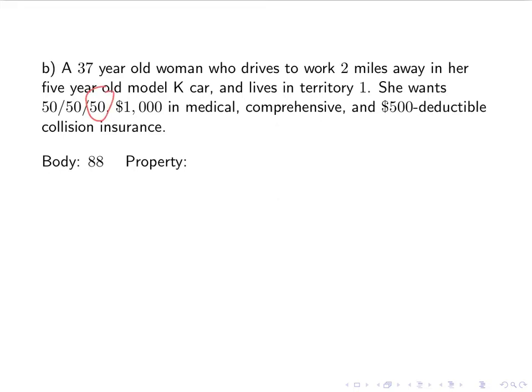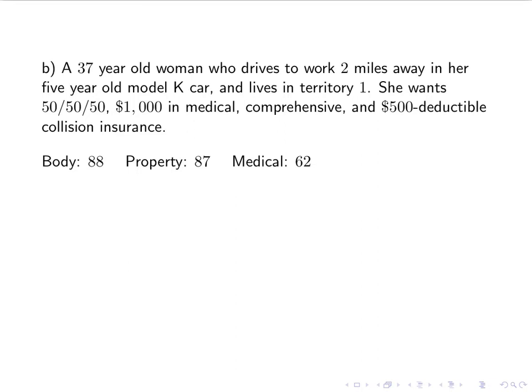Property is another 50. Territory 1, we should be getting 87. Medical, 1,000, Territory 1, we should be getting 62. Okay. So again, if you haven't already, pause the video, make sure you can see where those numbers are coming from.